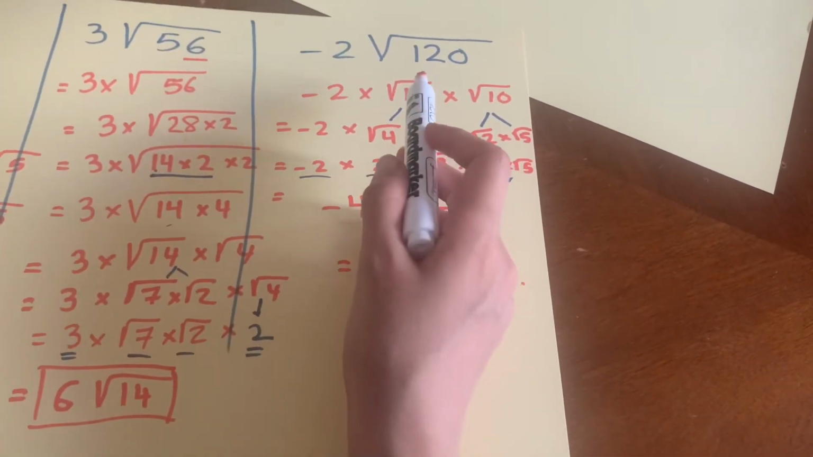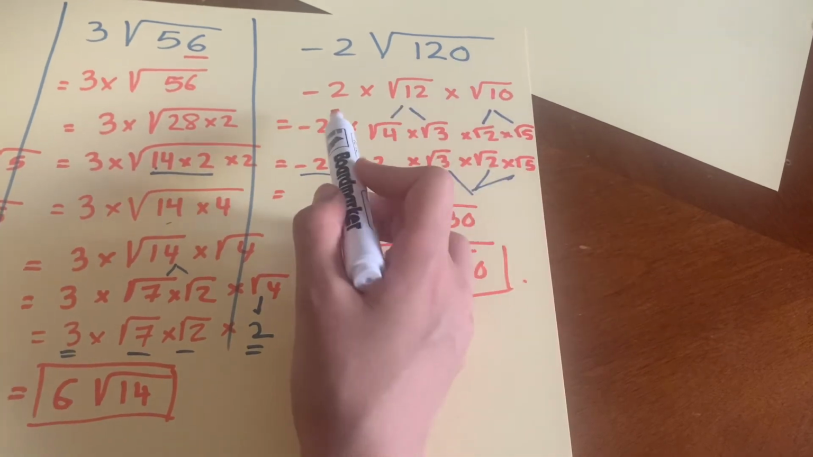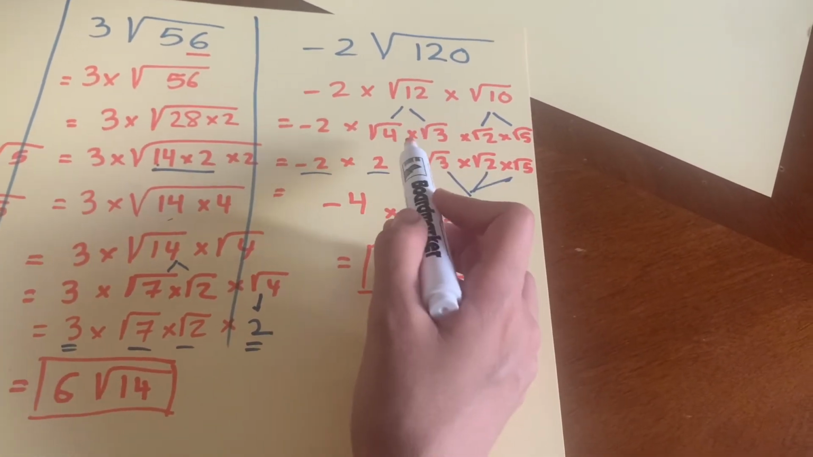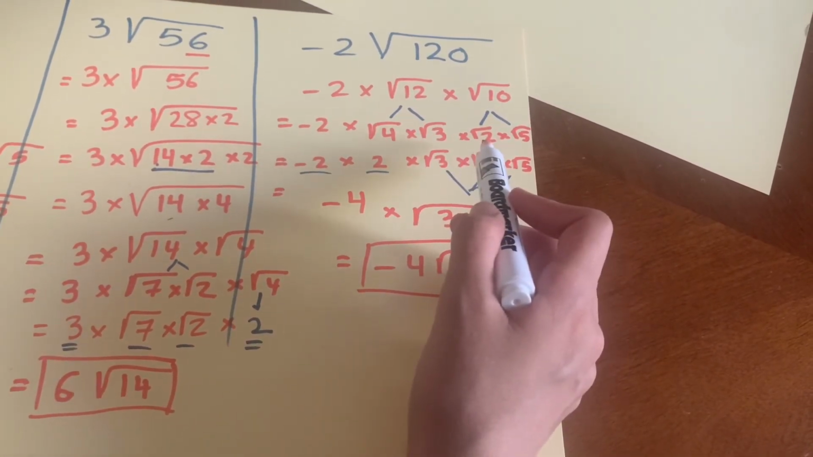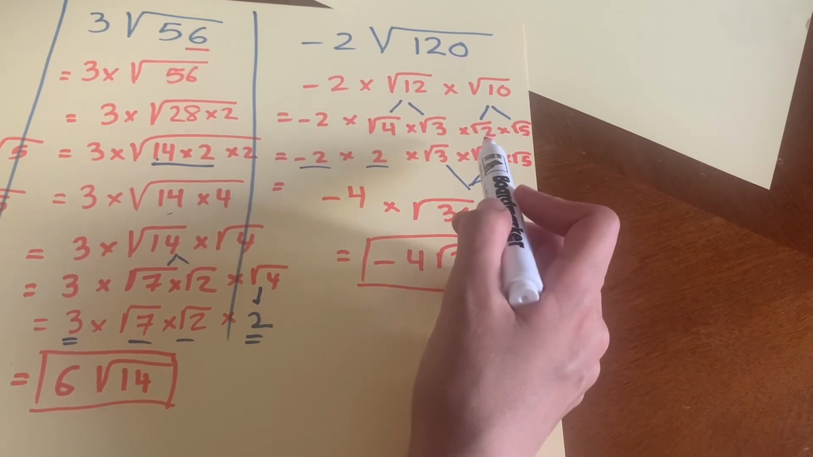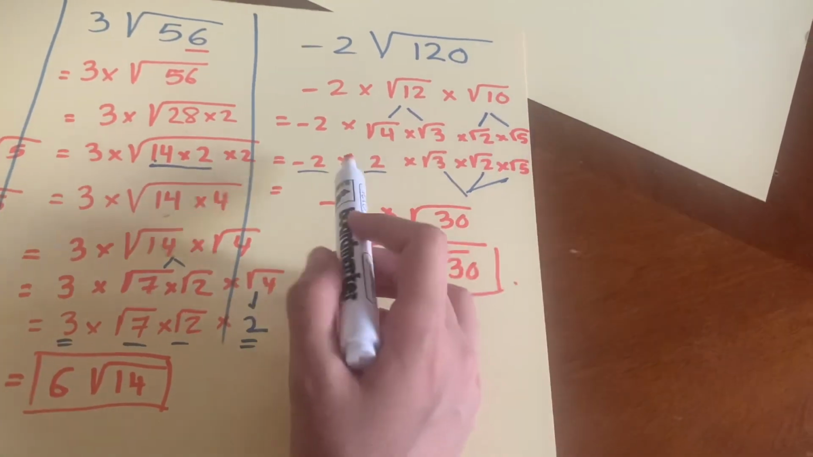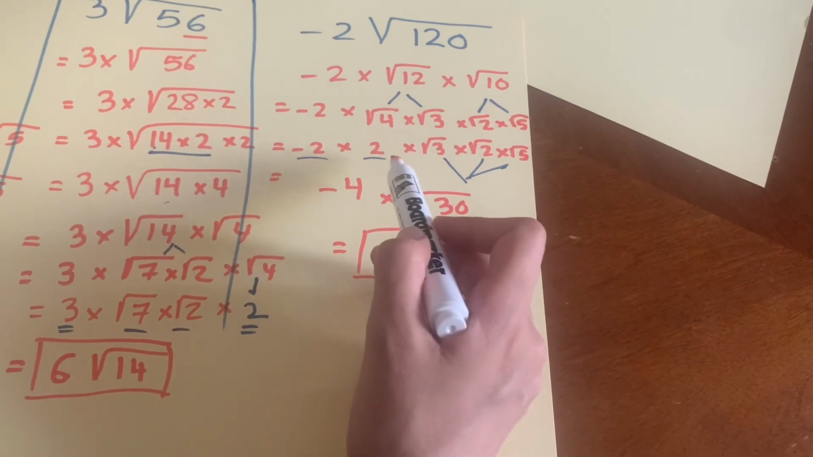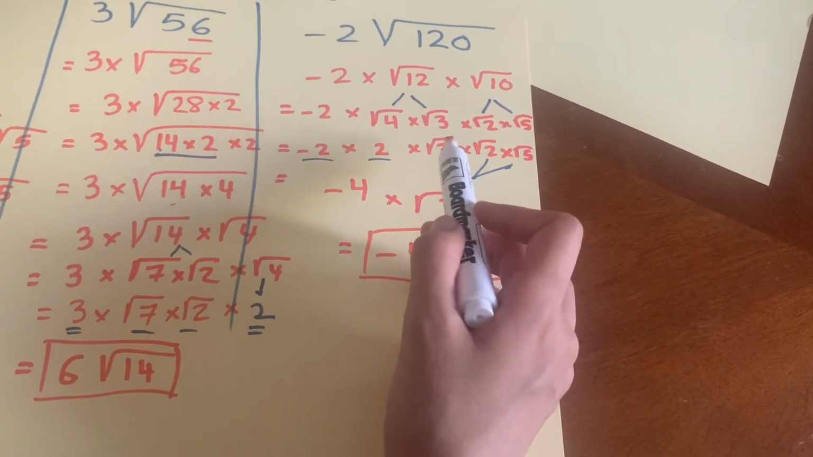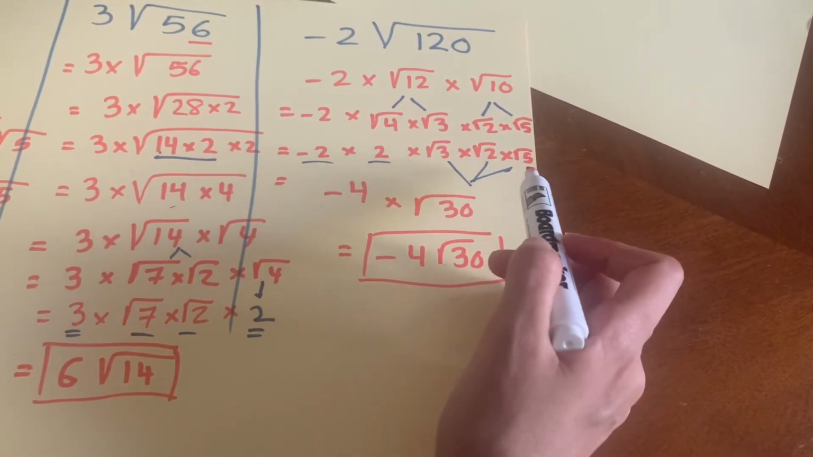Minus 2 radical 120. 12 times 10. It's the easiest one. Remember, 12 I can write it as 4 times 3. And radical 10 I can write it as radical 2 times radical 5. So radical 4 is 2. And you have minus 2, and you still have radical 3 times radical 2 times radical 5.